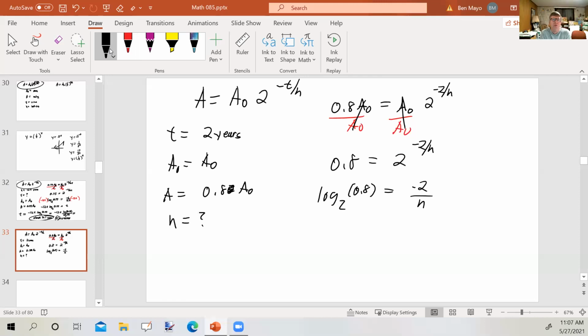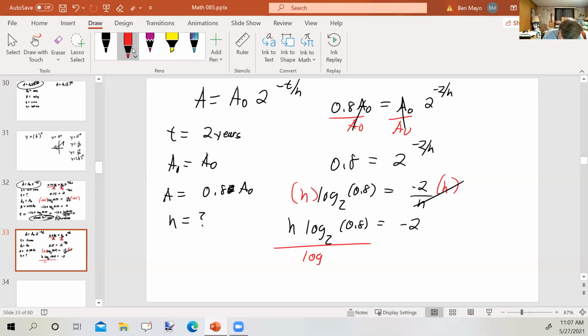Now we need to be careful. We're trying to solve for H. H is in the denominator and I need to get it in the numerator. So the next thing I'm going to do is multiply both sides by H. So now I've got H log base 2 of 0.8 equals negative 2. Then I'm going to divide both sides by log base 2 of 0.8.